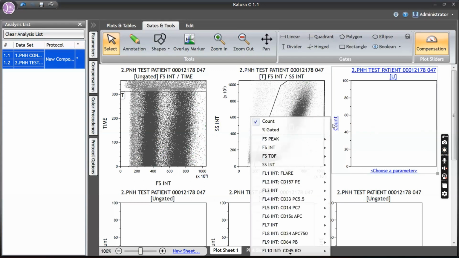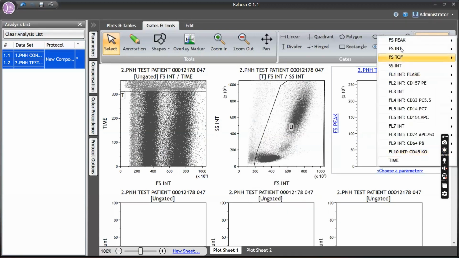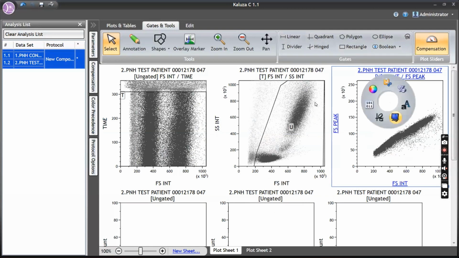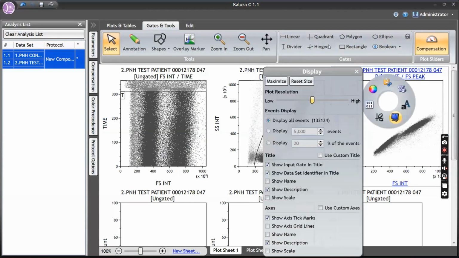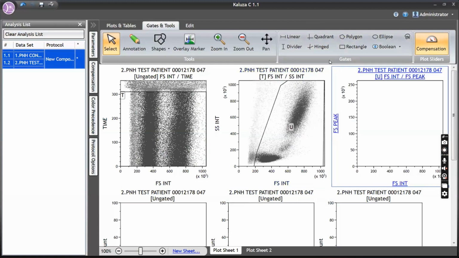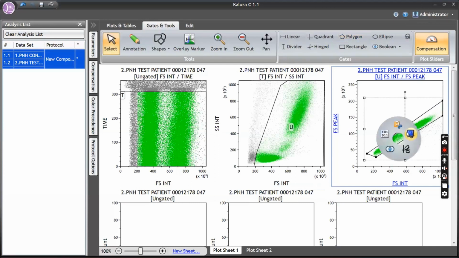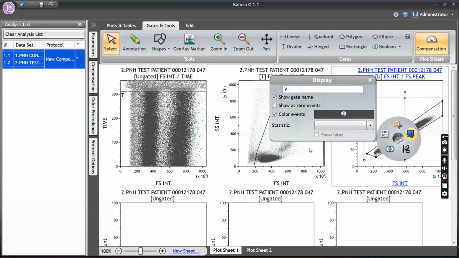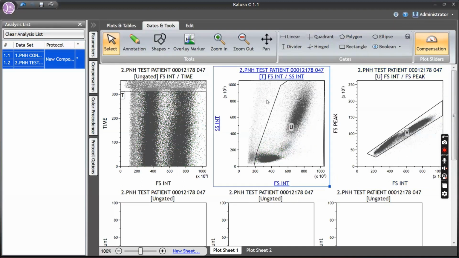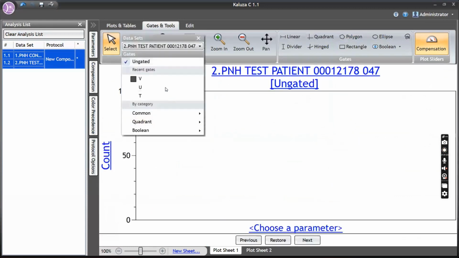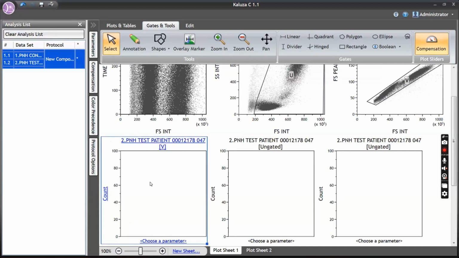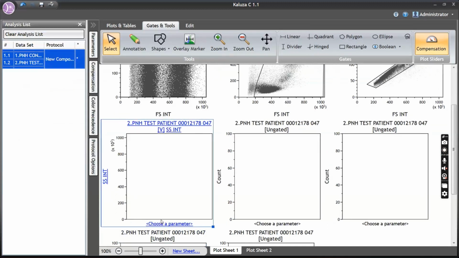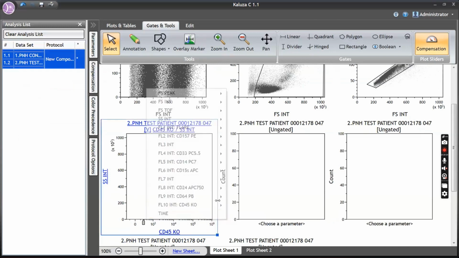Next plot, singlet. So forward scatter peak or forward scatter height versus forward scatter area or integral. So now these are all some doublets. I want to eliminate those doublets. So I am selecting only the singlets. Okay. So done, singlets are done. So the next plot, side scatter versus CD45. Perfect. Done.